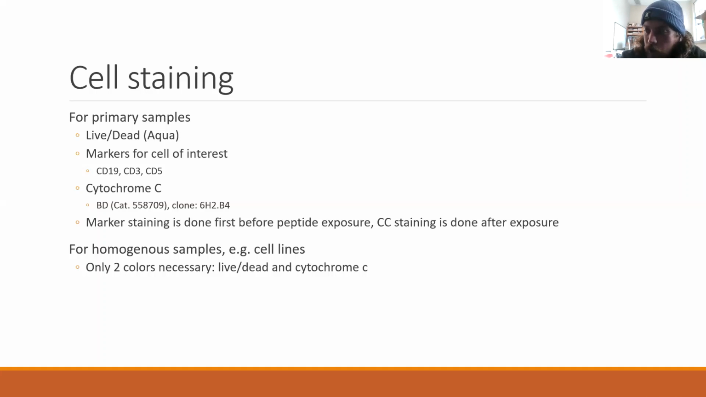The marker staining is done first, then we expose to the peptide, and then the cytochrome C staining is done after the exposure because it is an intracellular stain, so we need to fix the cells and then incubate with cytochrome C antibody. But the staining is relatively straightforward. Titrate your antibodies and just use the antibodies that will identify your cells of interest, because you could assess the apoptotic priming. I usually do it of B cells, but you could assess it of T cells or other cells in the body.